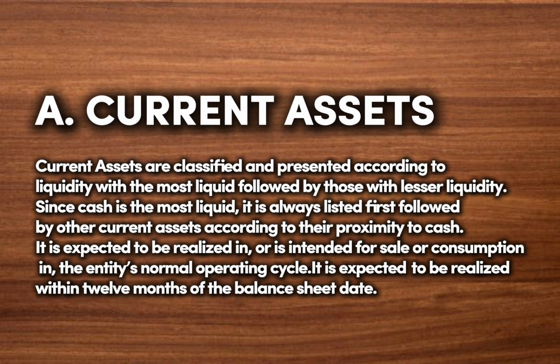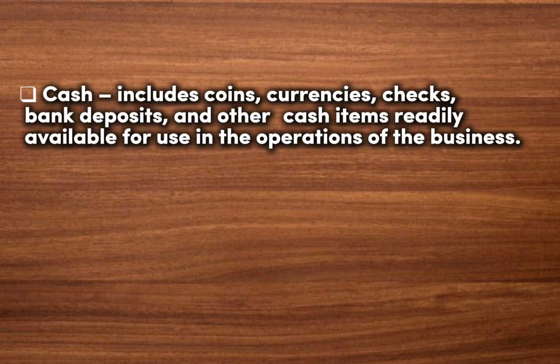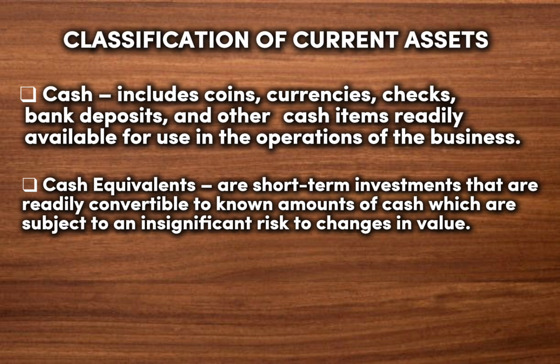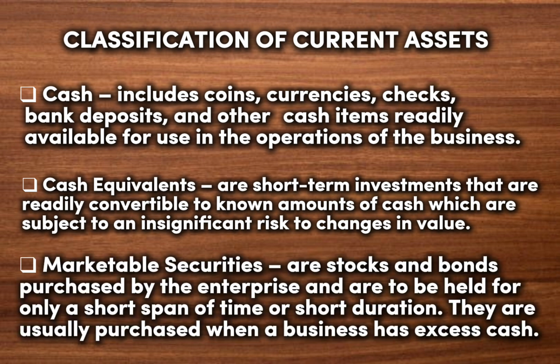Current assets. Current assets are assets that are expected to be converted into cash, sold, or used within 1 year. Examples of current assets include cash. These are the coins, paper bills, checks, and money deposited in bank. Cash equivalents. Short-term investments that can easily be converted into known amounts of cash with very little risk. Marketable securities. Short-term investments such as stocks and bonds purchased when a business has excess cash.